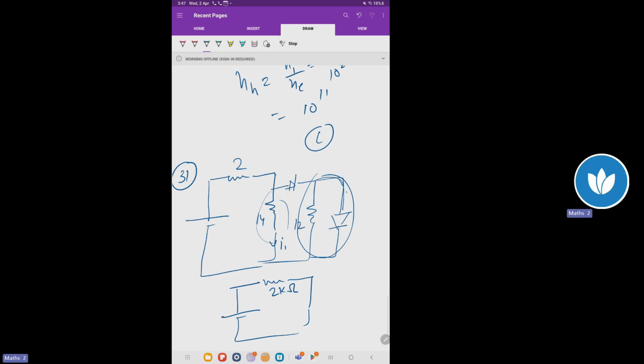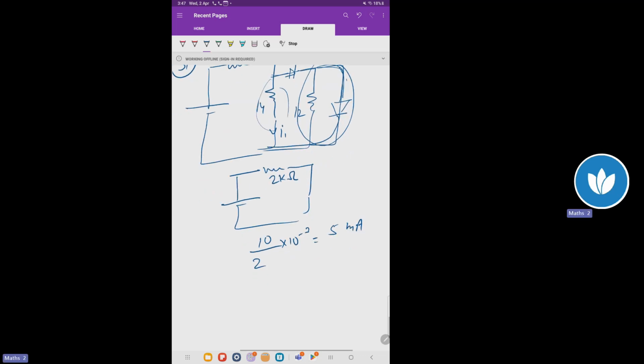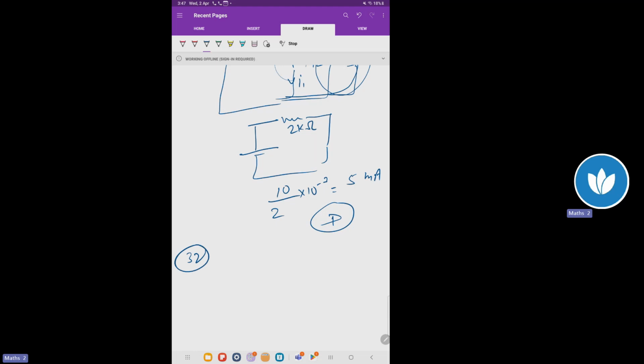Current will pass through this wire. I1 is 0 and I2 is 10 divided by 2 kilo ohm, 5 milliampere. So I1 is 0, I2 is 5 milliampere. Option D. Question number 32.